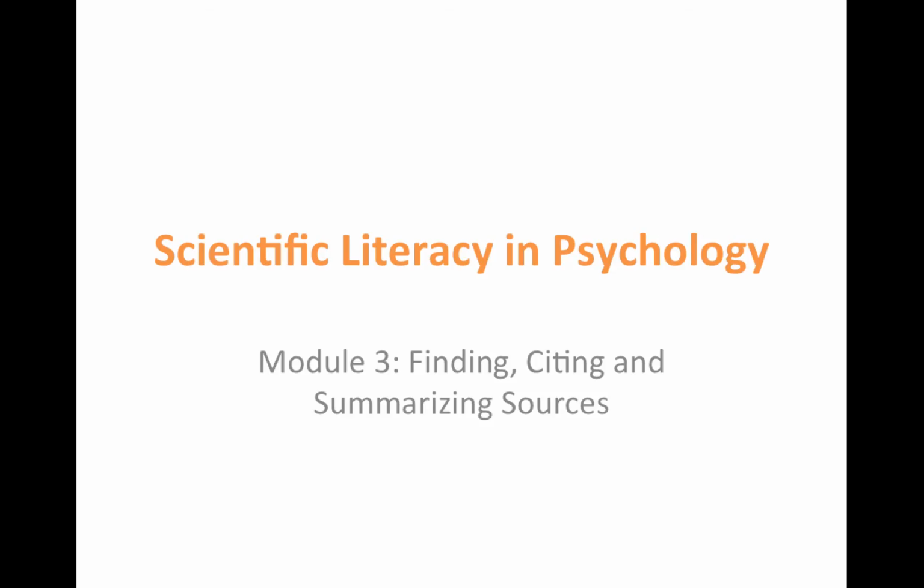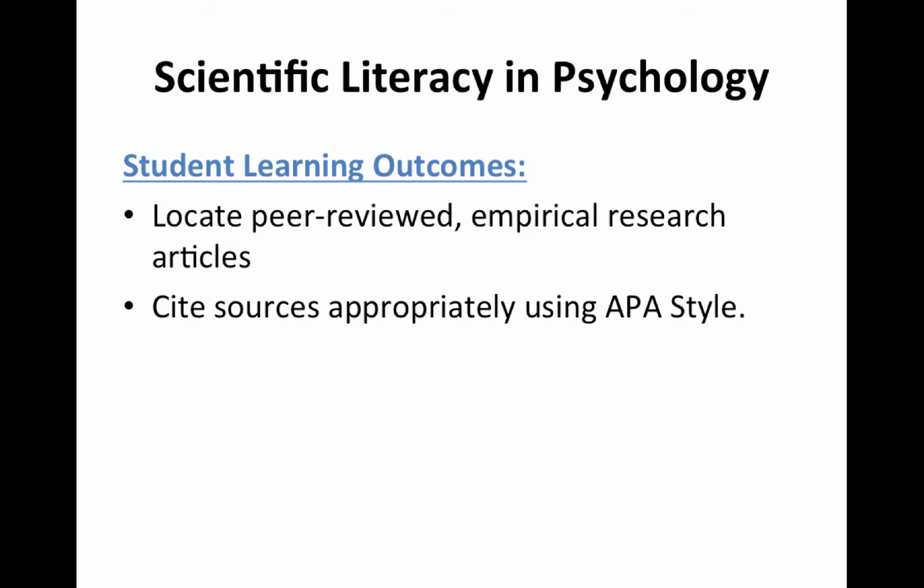We are working on becoming scientifically literate with psychological research. And in this module, we're focusing on finding sources, source citations, and summarizing with integrity. The learning objectives for this lesson are to locate peer-reviewed empirical research articles and to cite sources appropriately using APA style. That includes writing summaries without plagiarism.